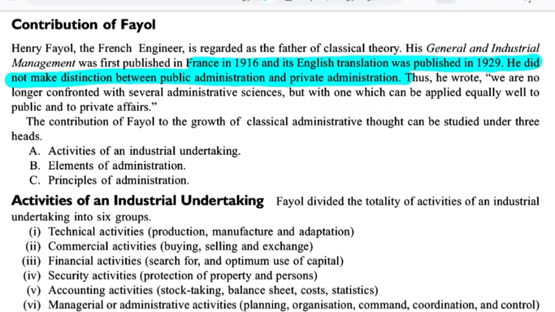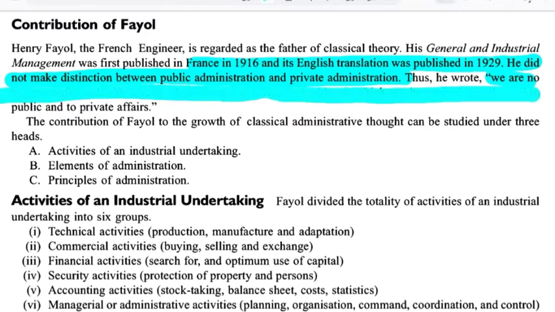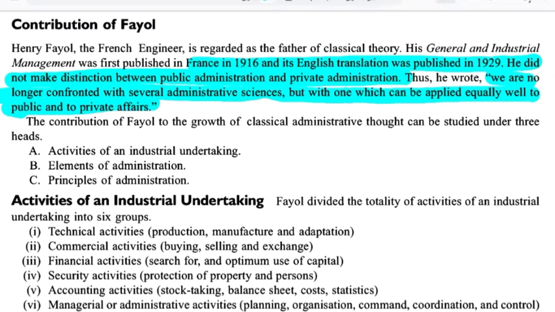He wrote that we are no longer confronted with several administrative sciences, but with one which can be applied equally well to public and private affairs. Means there is no distinction between public and private administration. We can apply the principles of administration in both public and private sectors. The contribution of Henri Fayol to the growth of classical administrative thought can be studied under three heads.